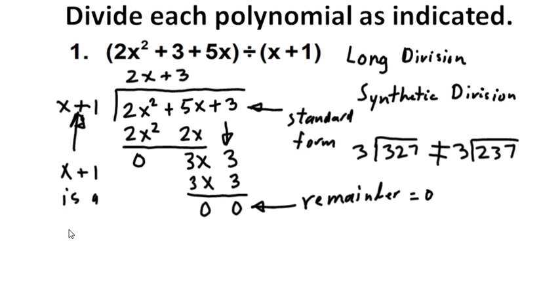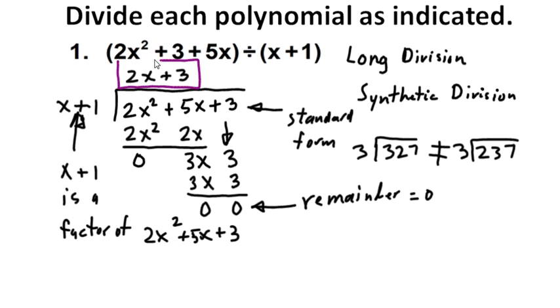is a factor of 2x squared plus 5x plus 3. So when we use synthetic and long division for factoring, that's going to be an important concept for us. And if we multiplied the quantity x plus 1 times the quantity 2x plus 3 together, we would end up with 2x squared plus 5x plus 3. So this is our correct answer, which we box in.